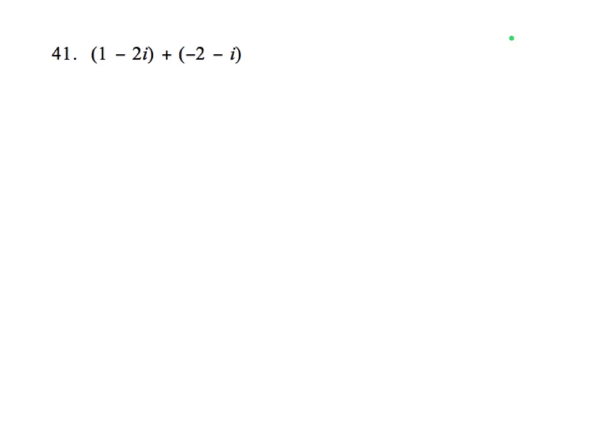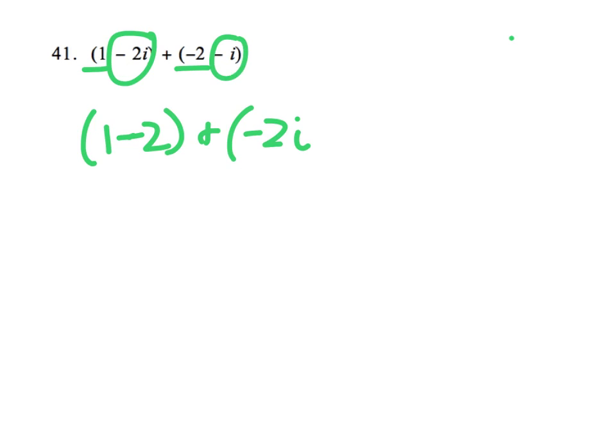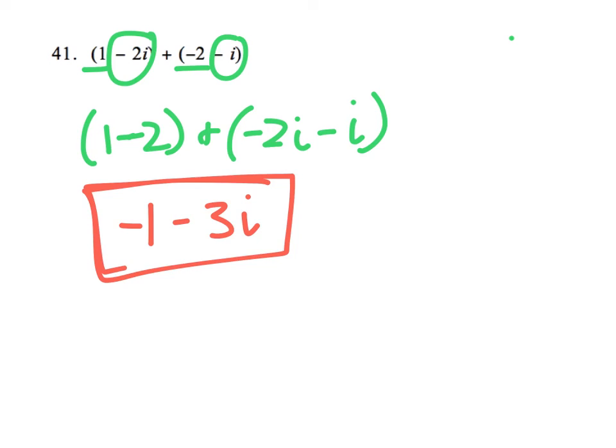All right, my last one of this video, thank goodness, is (1 minus 2i) plus (negative 2 minus i). Again, we're combining like terms. So I see a 1, I see a negative 2. So I'm going to do 1 minus 2, and then I have a negative 2i and a negative i. If I do 1 minus 2, I get negative 1. If I do negative 2 minus 1, I get negative 3i. And this shall be our final answer.